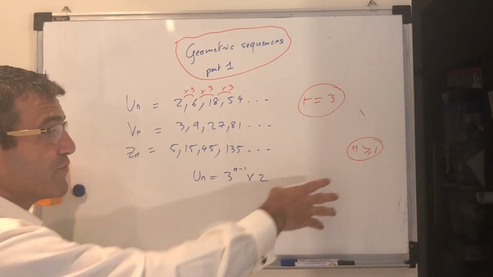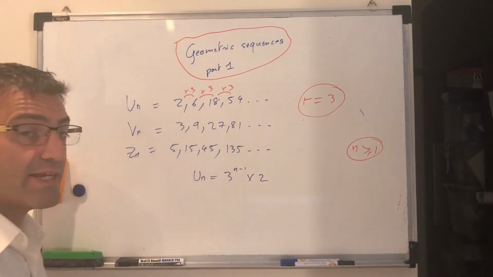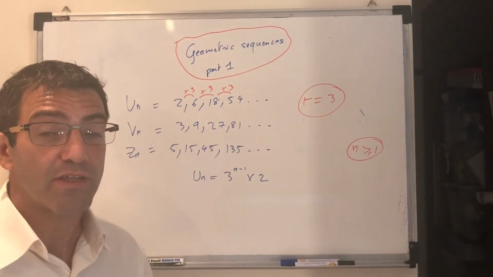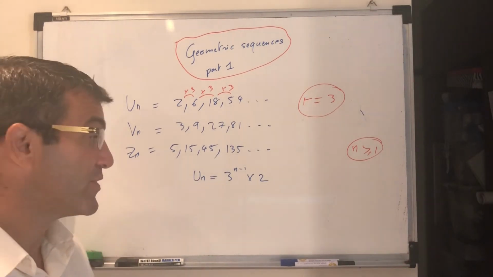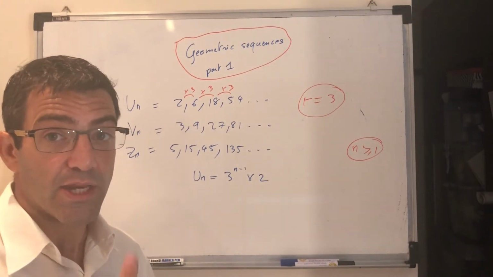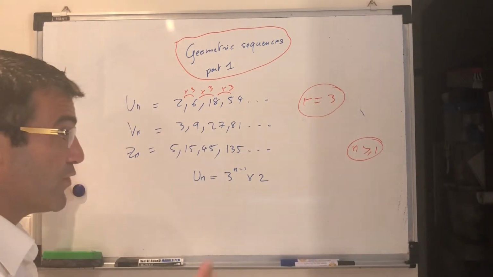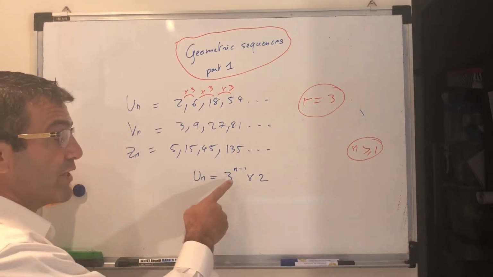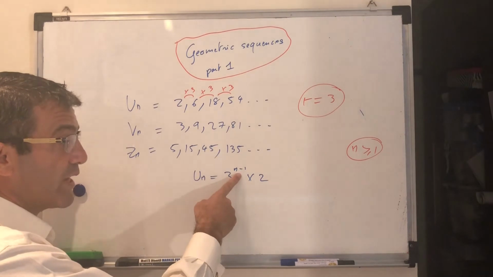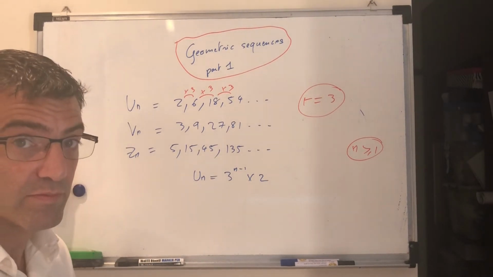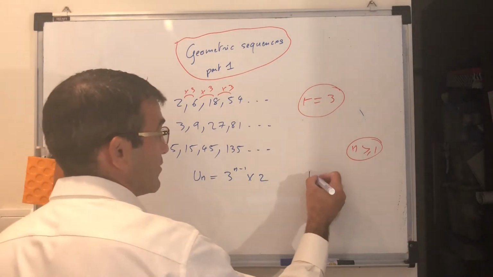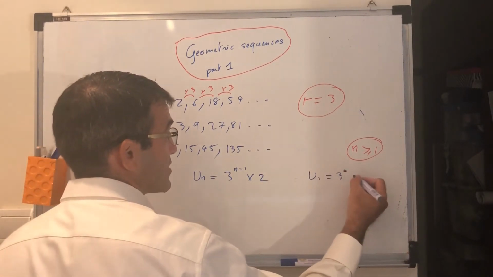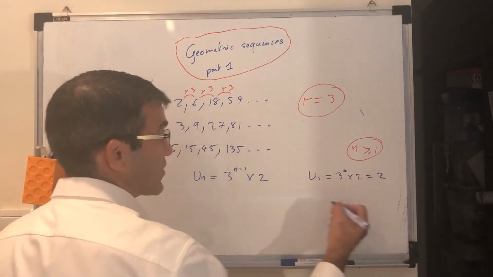Now let's see how that works out for us. This is for n greater than or equal to 1. So n is a whole number, which is going to take the values 1, 2, 3, 4, 5. It's just going to start at 1 and move in ones. Okay, so for the n value 1, you're going to get 3 to the power 0, and 3 to the power 0 is 1, times 2, which is going to give you 2. So u1 equals 3 to the power 0 times 2, which is 2.